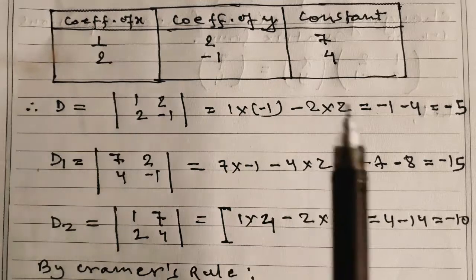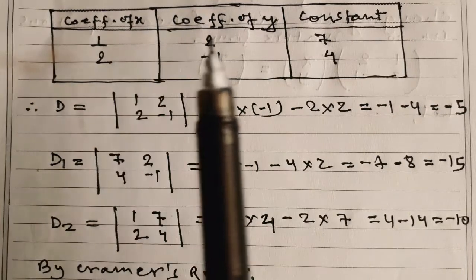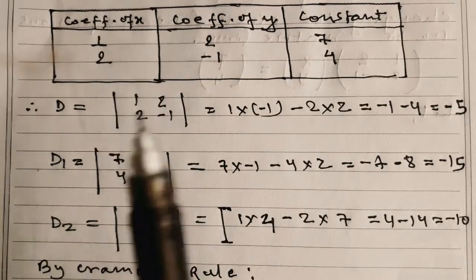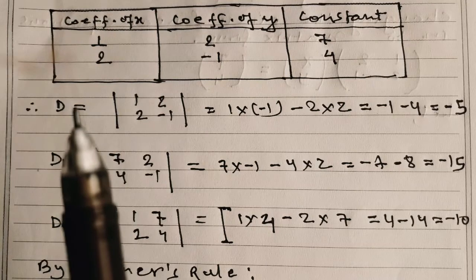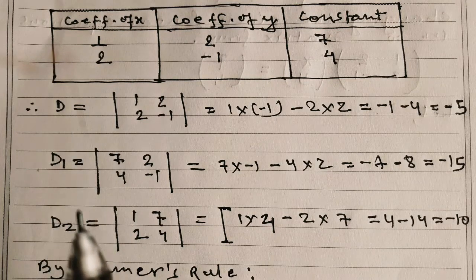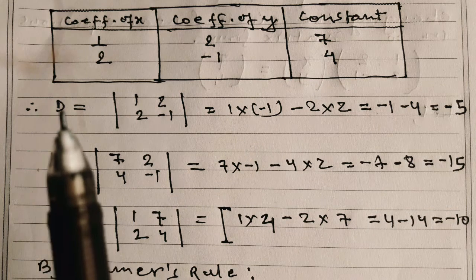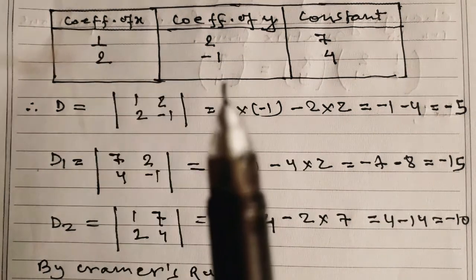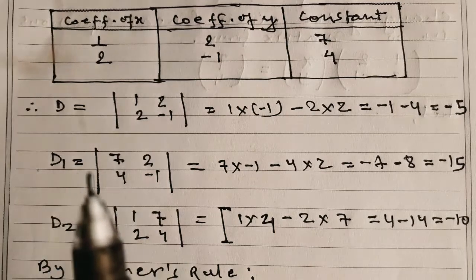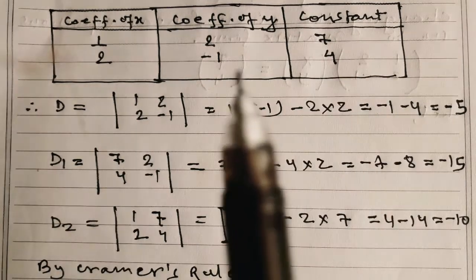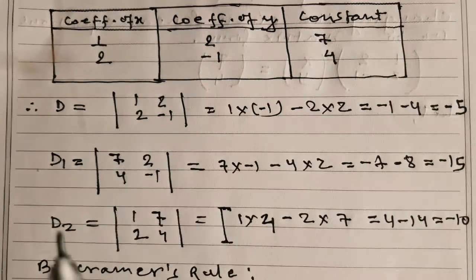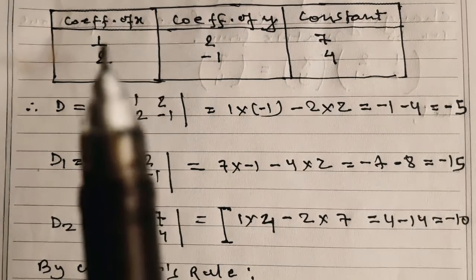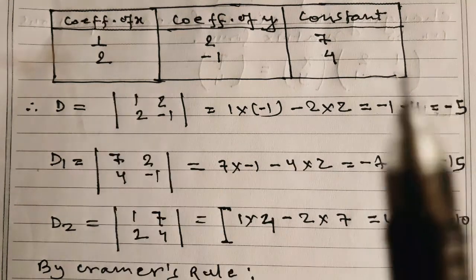Now the second step, after listing the coefficients and constants, is we have to find the values of D, D1, and D2. D means the determinant of the coefficient of x and coefficient of y. D1 means the determinant of the constant and coefficient of y. And D2 means the determinant of the coefficient of x and constant.